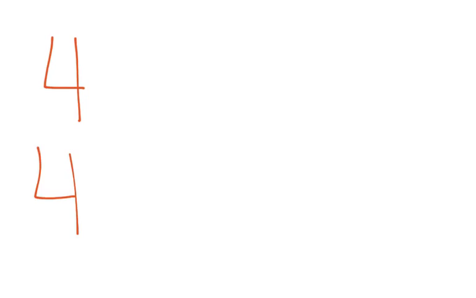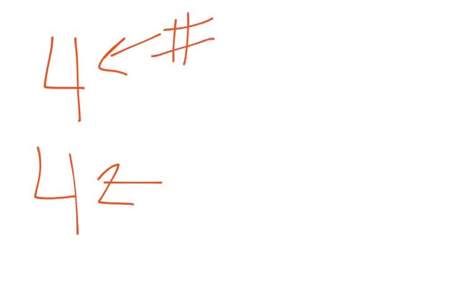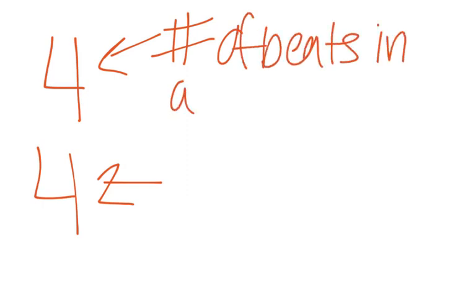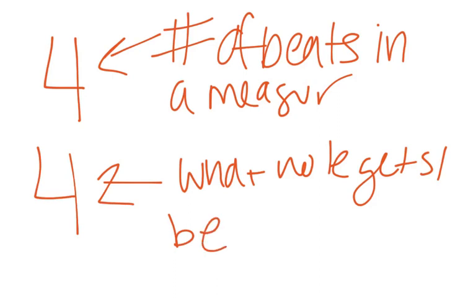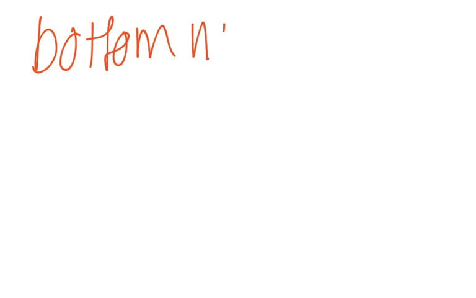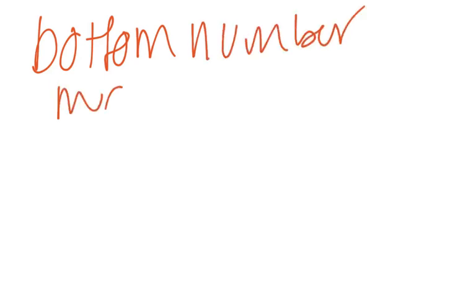But for any time signature that isn't 4/4, you'll find two numbers, and these two numbers mean two different things. The top number tells you the number of beats within a measure. And then the bottom number is going to tell you what note gets one beat. Right now, we're just looking at bottom number meanings.